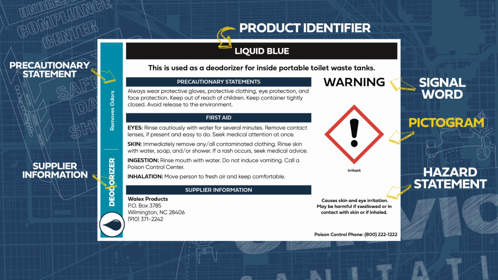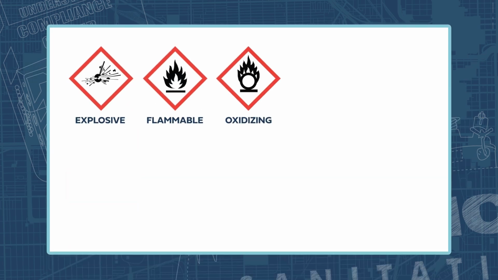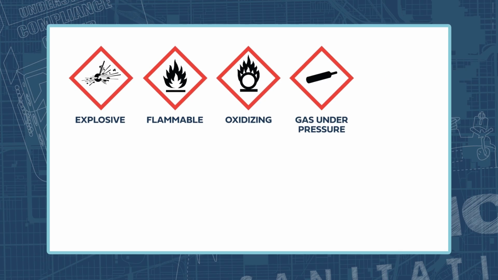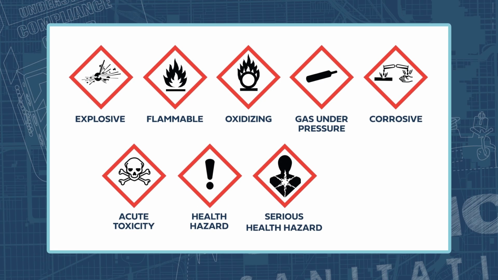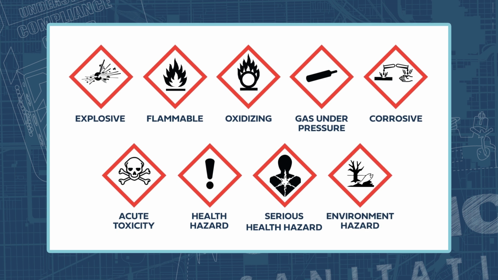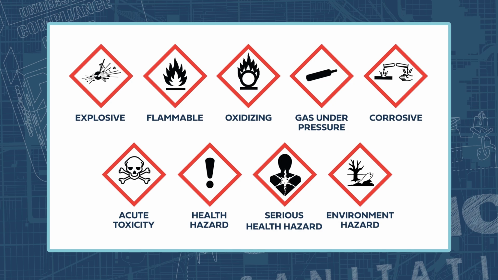Pictograms are the most recognizable part of a Hazcom label. These diamond-shaped icons, outlined in red with a black symbol, are easy to understand in any language. OSHA uses 9 pictograms to show hazards such as explosive, flammable, oxidizer, gas under pressure, corrosive, acute toxicity, health hazard, serious health hazard, and environmental danger. Always check the pictogram before handling any chemical and proceed with care.